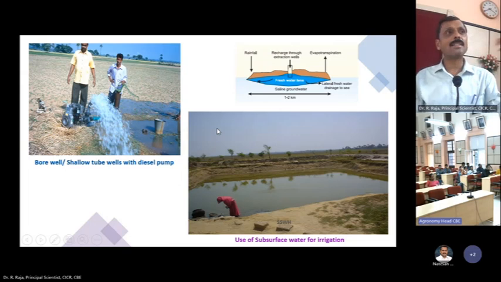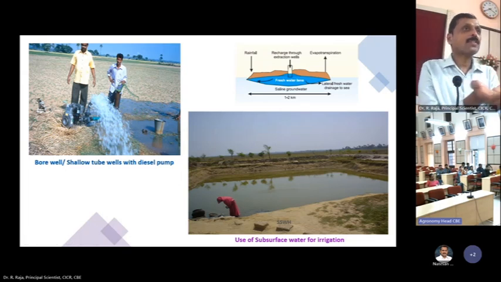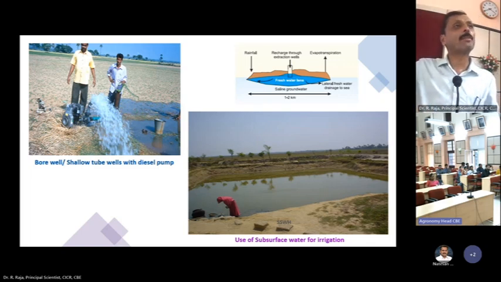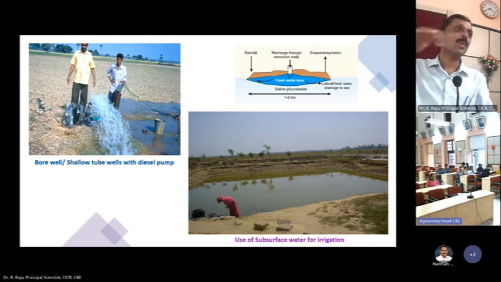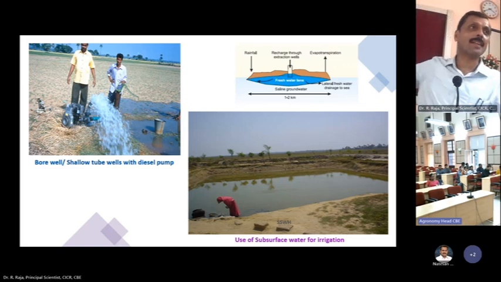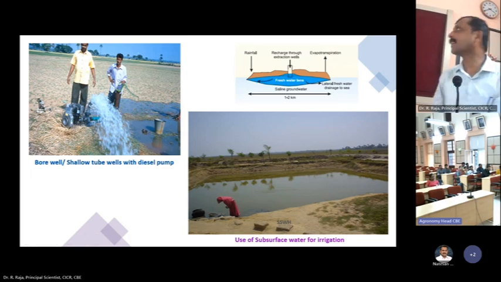Then in some high rainfall areas, you always have fresh water at shallow depth, coastal areas and all. But if you exploit more, salt water will come. So even in coastal areas, there will be fresh water. If you can exploit it through some water harvesting structure, you can have your summer season crop.